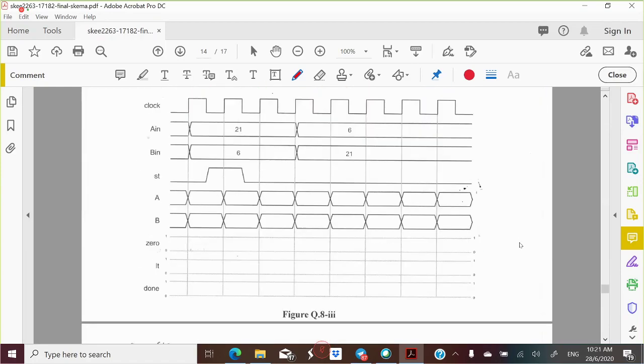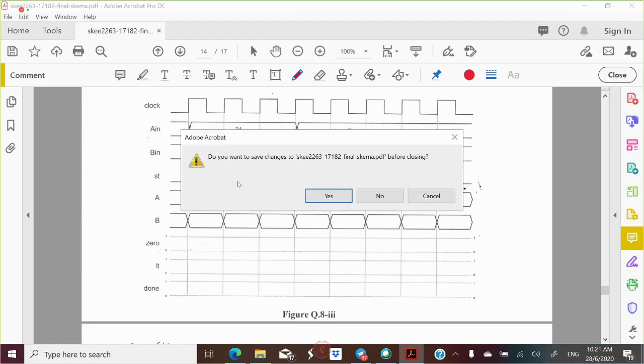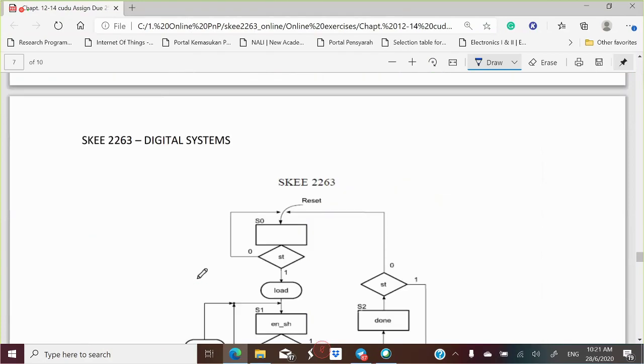All right, I think yeah, last one. So we don't need this one anymore. You want to change? I don't want to change. No. Okay, the last one is the GCD.